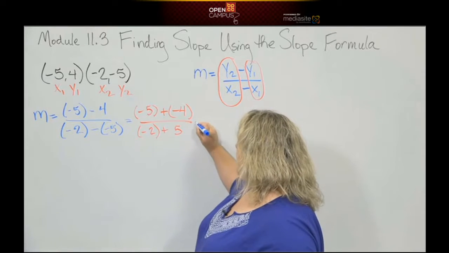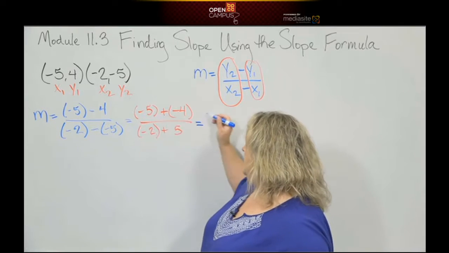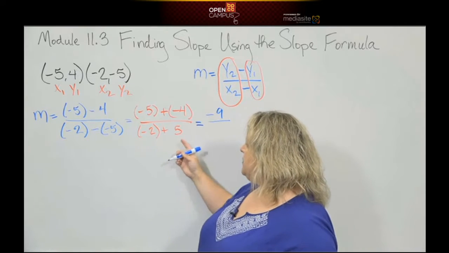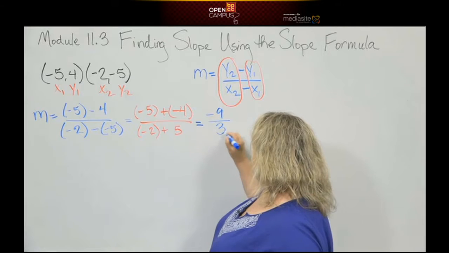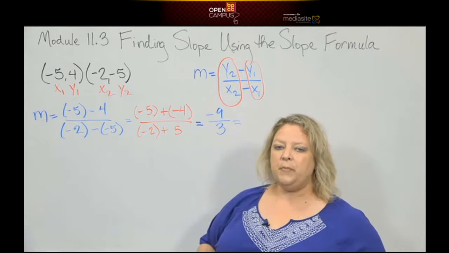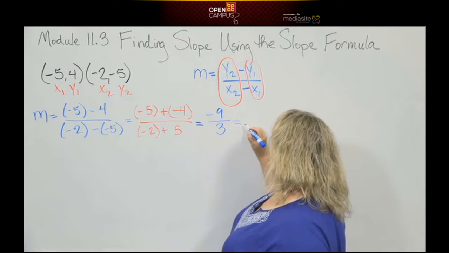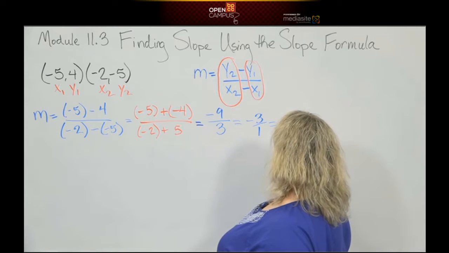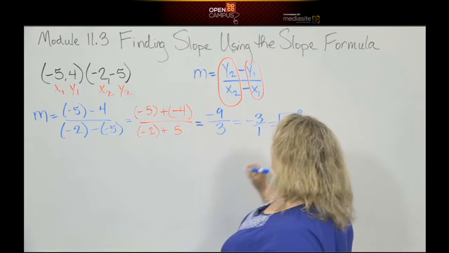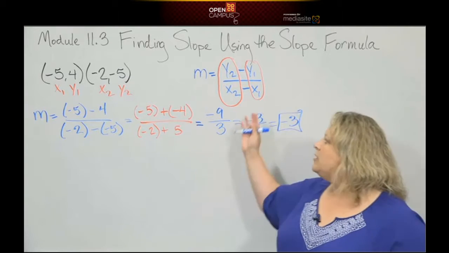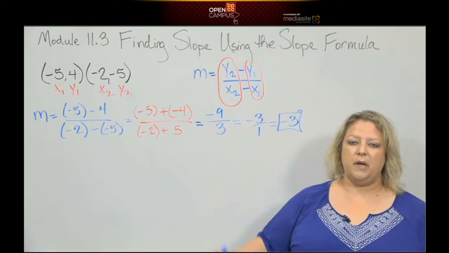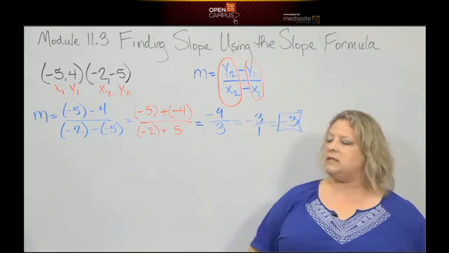Now, look what happens. I have -5 plus -4 makes -9. I have -2 plus +5, which makes a +3. When I do my division, -9 divided by 3 is -3 over 1, which is just -3. So my ultimate slope for these two ordered pairs is -3, which means my slope is negative, so my line must go downhill like this.